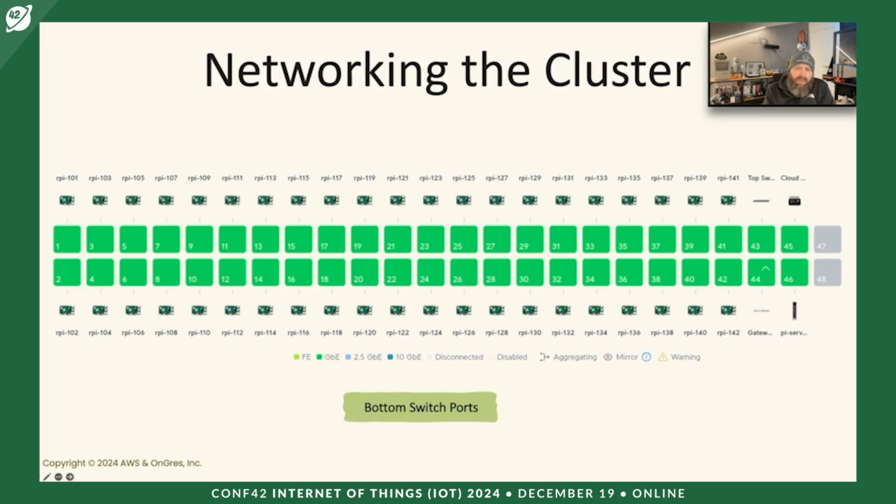As you can see, odd number Raspberry Pis, 1, 3, 5, are connected to the odd number ports and even to even. This covered ports 1 to 42 on the bottom switch, and the remaining ports were reserved for key infrastructure components. For example, port 43 we connect to the top switch, 44 is to the gateway for internet, 45 to the cloud key, and 46 to the Pi server.